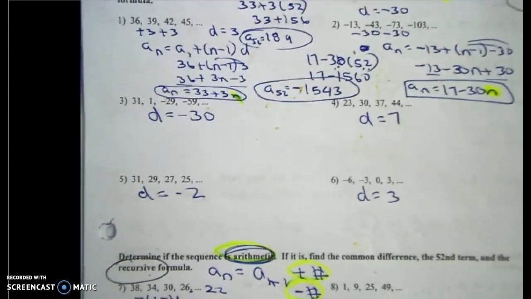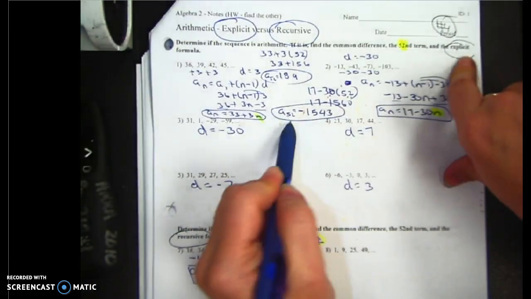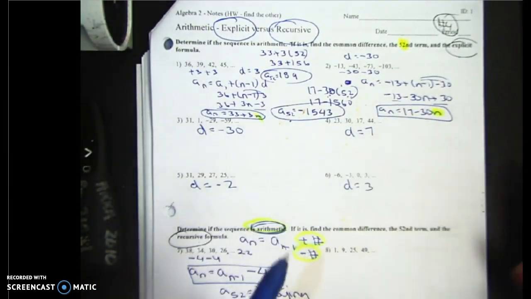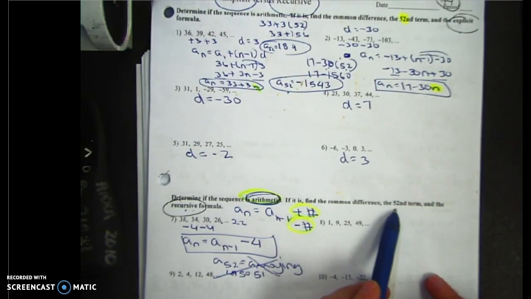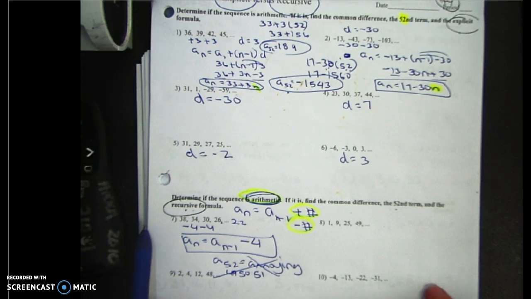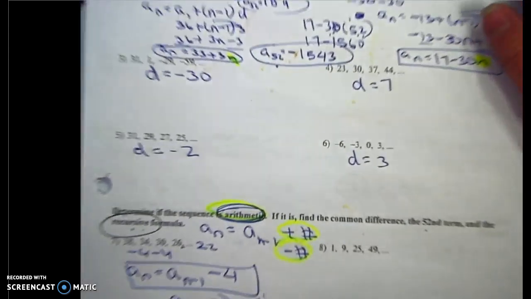But what I need you to get is the difference between an explicit and recursive. In an explicit sequence, you want the 52nd term? Great. You want the 33rd term? Great. But in a recursive sequence, if you want any term, you're going to have to get the previous ones before, and then you can eventually get to it. Okay. Let's go to the next one, zooming the other way.